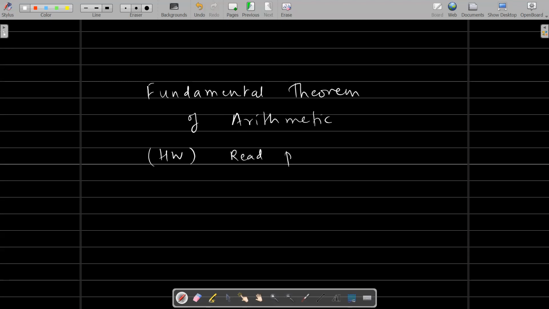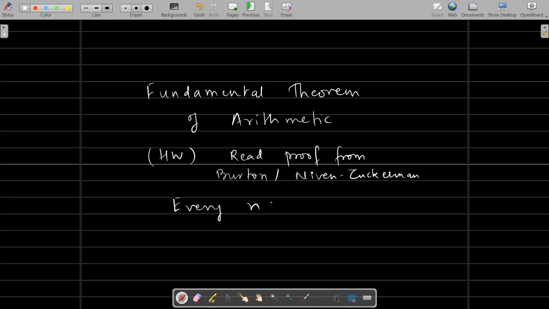Read the proof from some standard book, maybe Burton or Niven Zuckerman. Yeah, so the statement is the following.